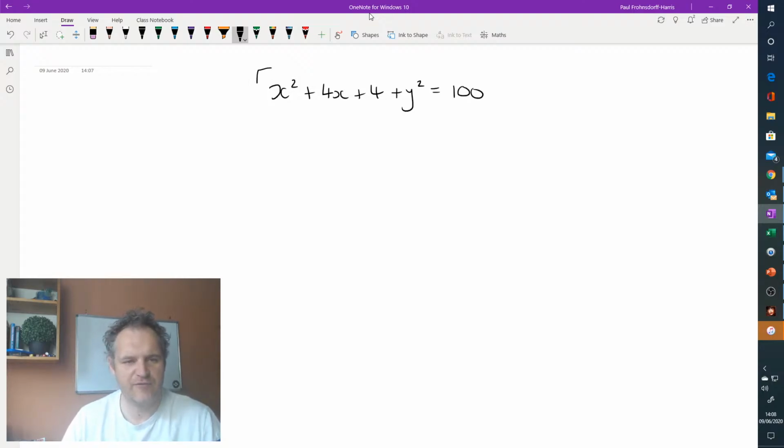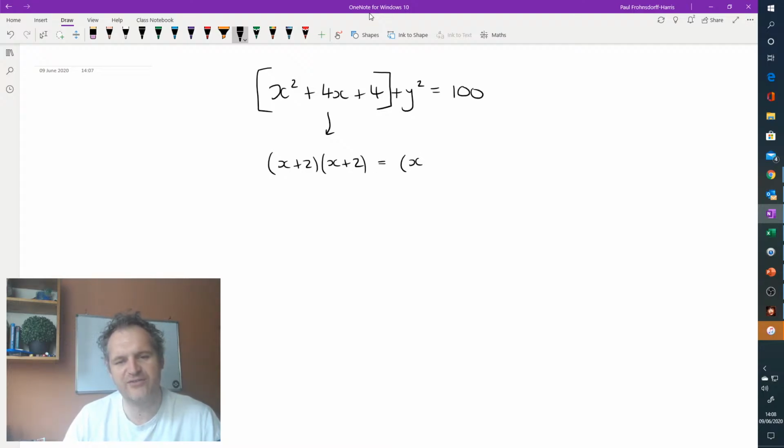However, if we group that stuff together, that makes the bracket x plus 2, x plus 2, which hopefully you can all see is equal to x plus 2 all squared. So therefore we do have x plus 2 all squared plus y squared is 100. We now have a square with the x plus a square is equal to 100.